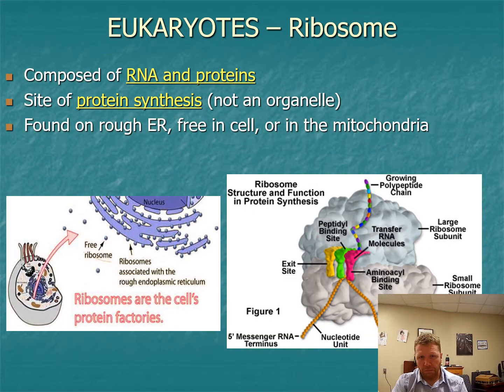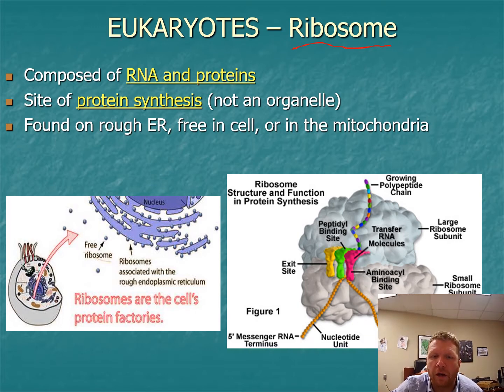Now, as it comes with eukaryotes, we've got our ribosome, which we mentioned a little while ago. This was our self aggregation, where we have RNA and proteins coming together. And this is the site of protein synthesis. This is not an organelle. It's going to be found on the rough ER, free within the cell, or in the mitochondria.